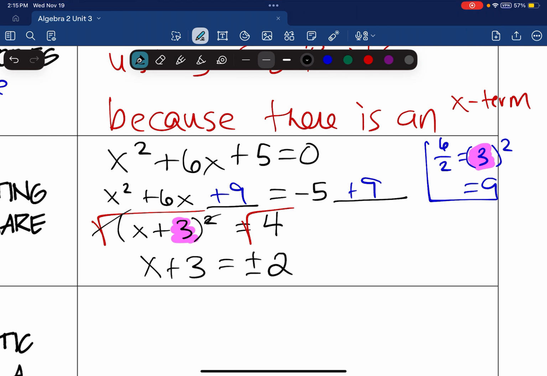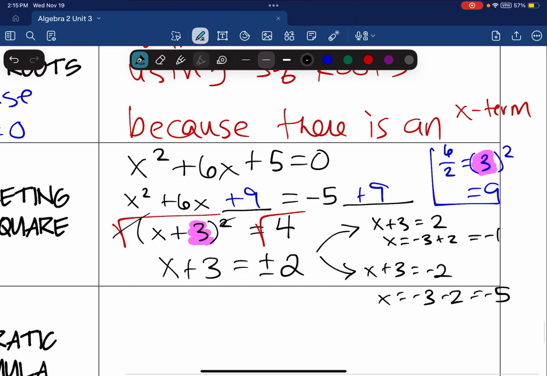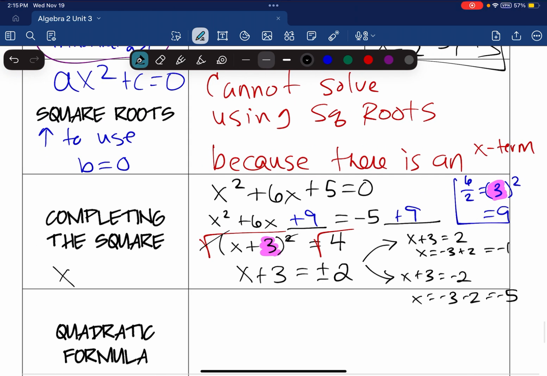Finally, we're going to split it into two equations. So I'm out of room going vertically. I'm now going to rewrite it here horizontally. So I'm going to split this into two equations. One where I have x plus 3 equals 2, and the other I'm going to have x plus 3 equals negative 2. Subtract that 3 over, so negative 3 plus 2, or negative 1, negative 3 minus 2, or negative 5, which is our two answers, remember. We already got those two answers. We're going to write them out again, repeat the process of writing them in set notation.